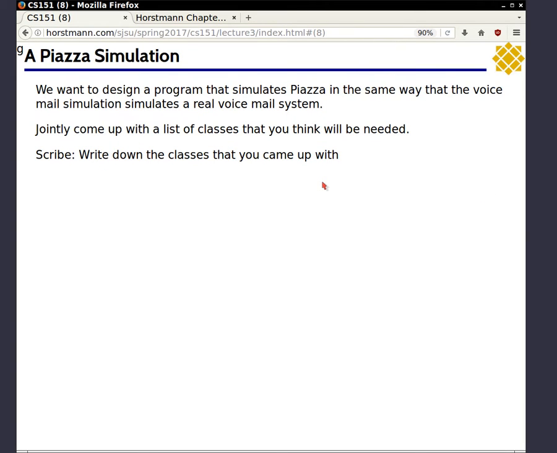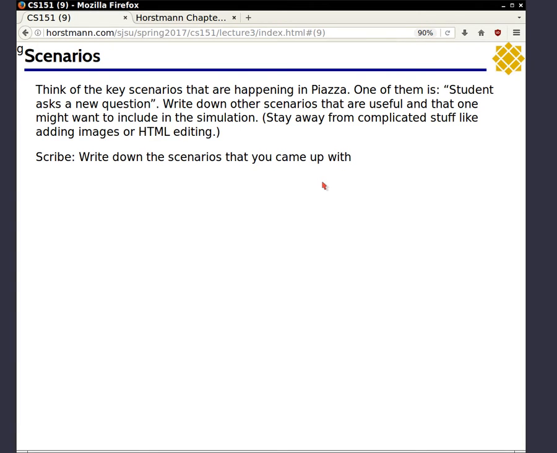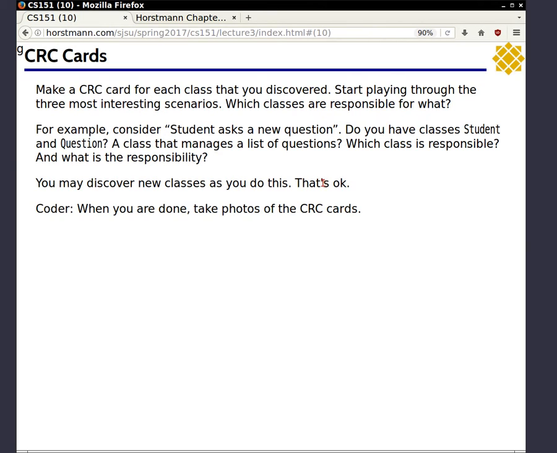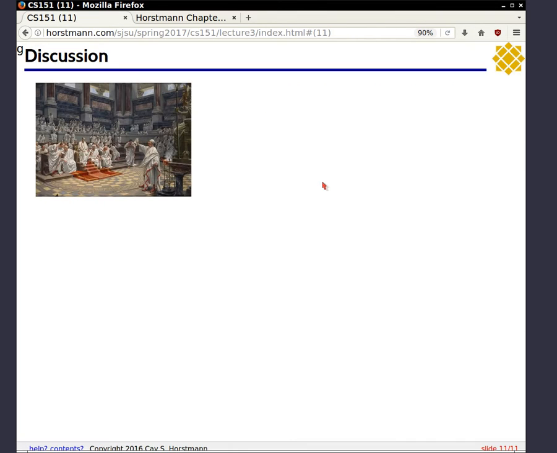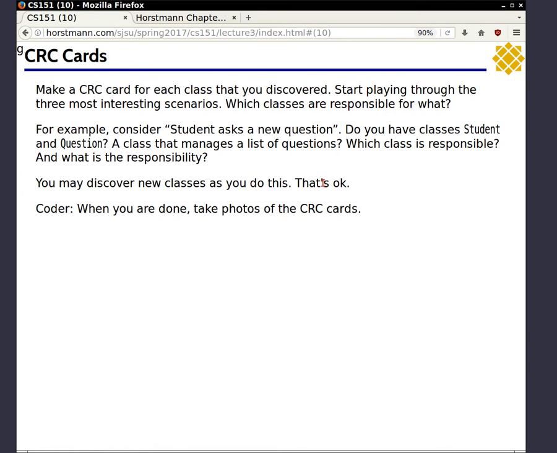We're just going to be simulating Piazza here. You know Piazza, and so imagine that you want to write a Piazza simulation that works like the voicemail simulation, text-based, boring, not very attractive, but that has the basic features of Piazza in there. Work with your buddy and say, what classes do you need? What would be reasonable classes? Think of a couple of scenarios, two or three, and then work through one of the scenarios with the CRC cards. Then I want to see later what cards you came up with.